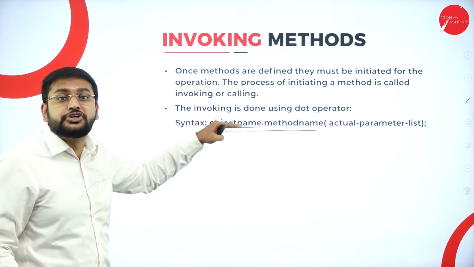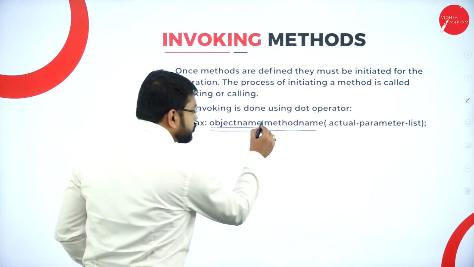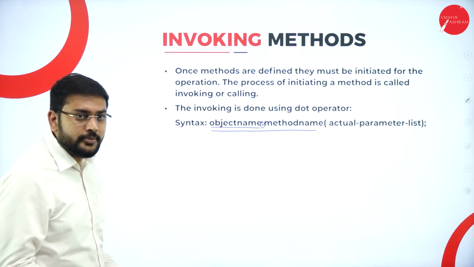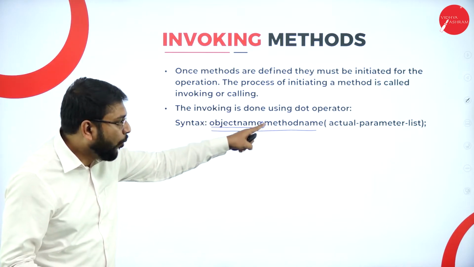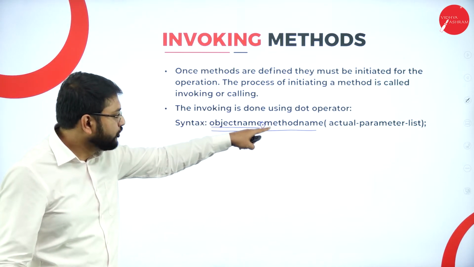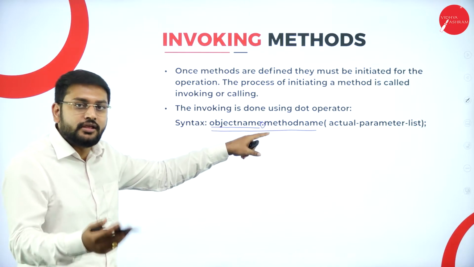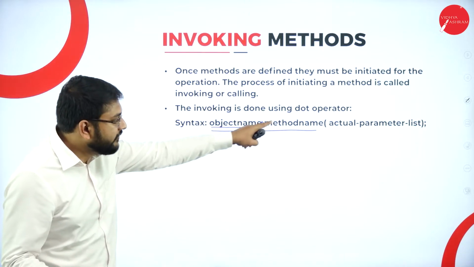What is the first thing that I have? I have the object name, followed by the dot operator. What you will remember is: object name dot, then which method you want to call. You will write that name. So if I want to call a product method, I will write product.